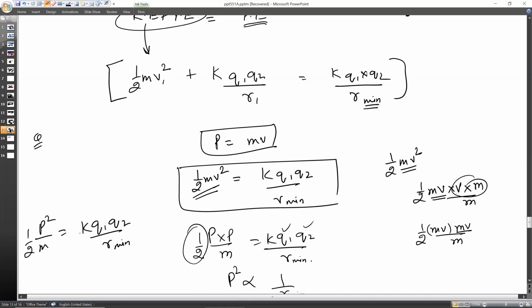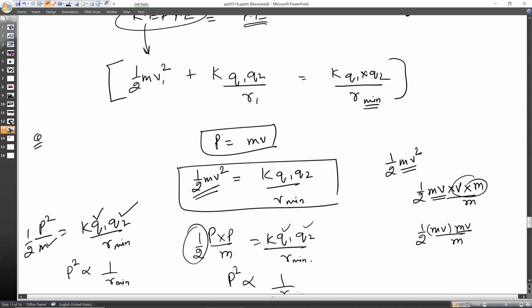If I talk about this one, the mass of the alpha particle is not going to change. The q1 is the charge of the alpha particle, it is not going to change. Here q2 is the nucleus towards which the alpha particle is approaching, so this nucleus is also constant. If I remove the constant terms, half is also constant, so we can say that p square is inversely proportional to r minimum.